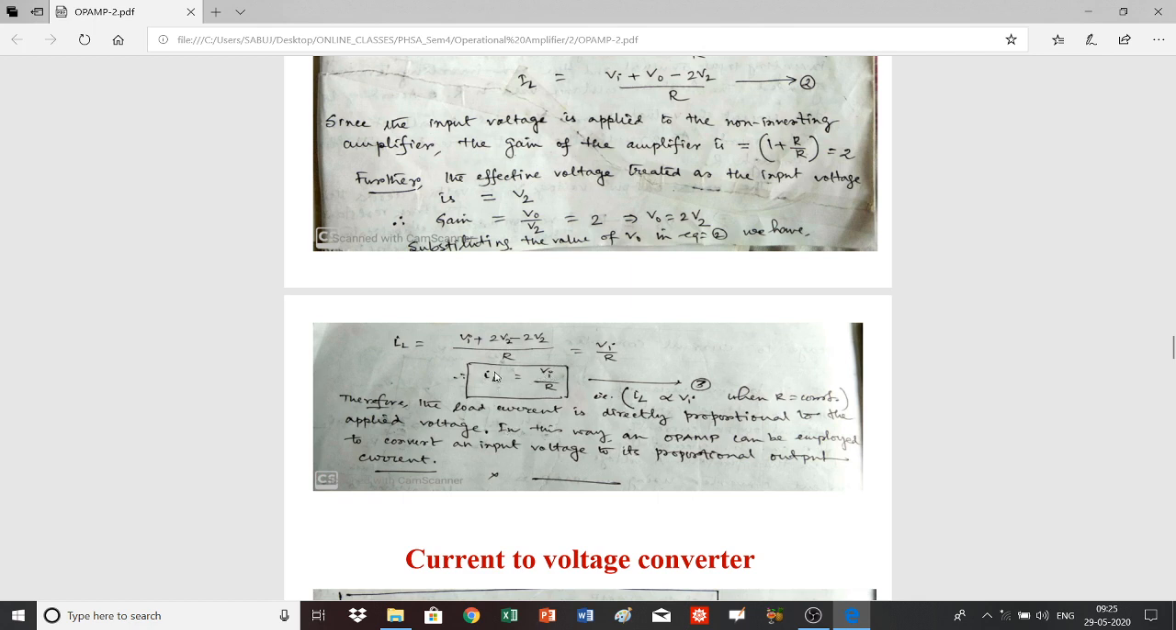That means the input voltage Vi can be converted to its proportional load current. So the load current is directly proportional to the applied voltage. In this way, an op-amp can be employed to convert an input voltage to its proportional output current.